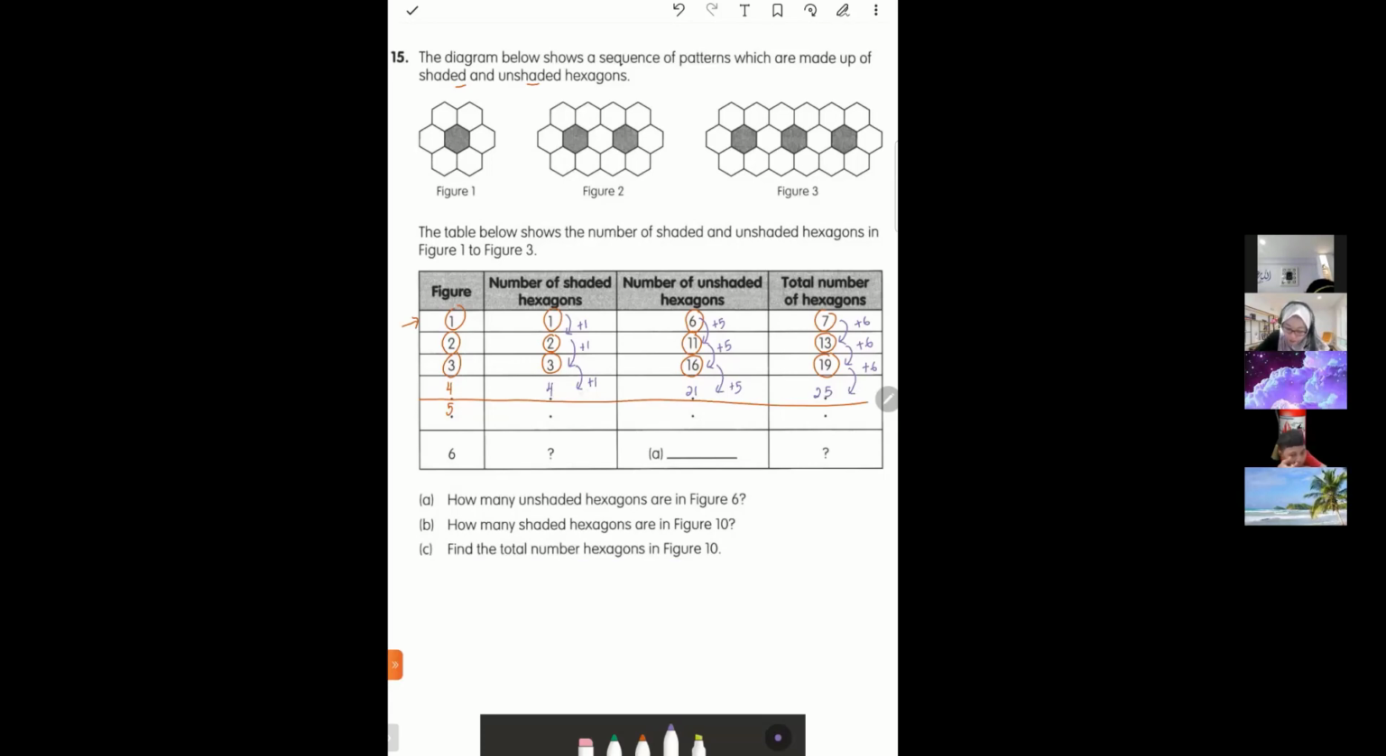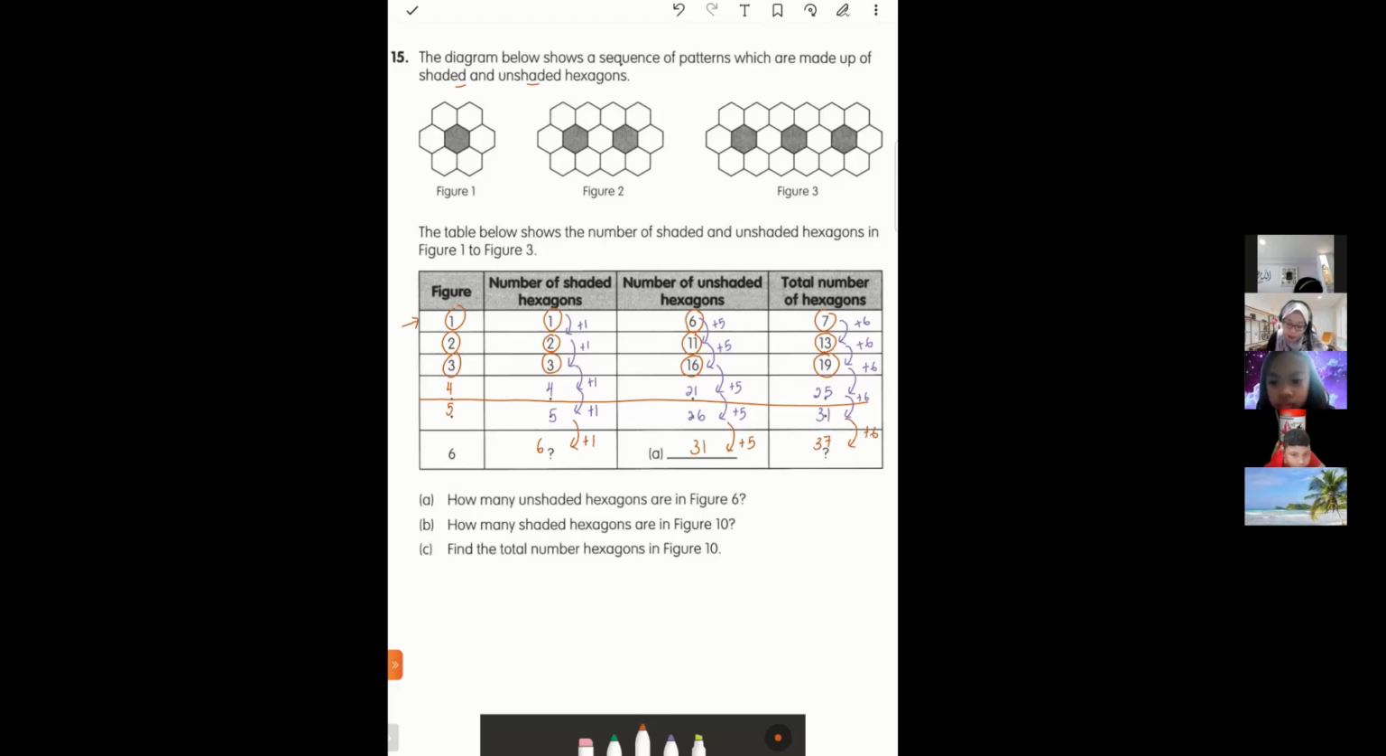Then for the next one, for figure 5, plus 1 here, so this will be 5. Here plus another 5, this will be 26. Here plus another 6 will be 31. Now for figure 6, how do we do this then? We just continue plus 1, so this will be 6. Here plus 5 will be 31. Here plus 6 will be 37.